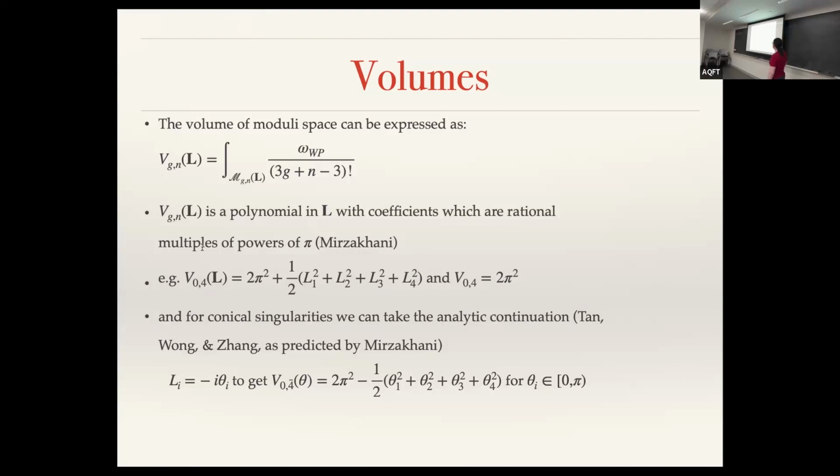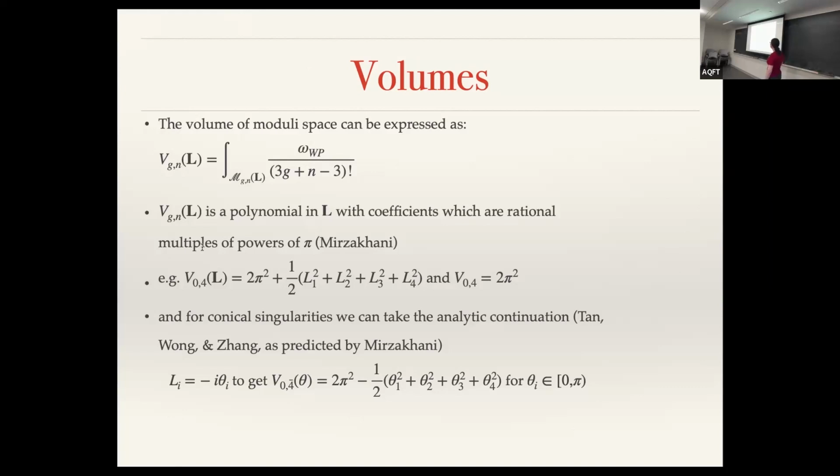This in general is hard to compute in the abstract, but in some beautiful work of Maryam Mirzakhani, she proved that this volume is a polynomial in the geodesic lengths of the boundaries with coefficients which are rational multiples of powers of pi. She also gave a prescription for computing this volume polynomial recursively in terms of moduli spaces of lower genus.